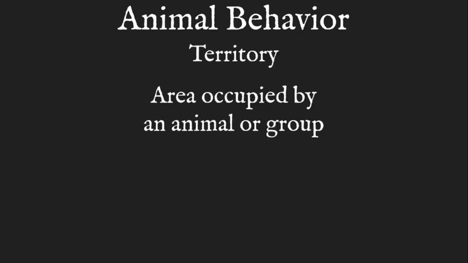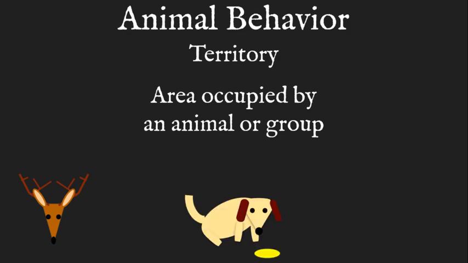Territory is the area occupied by an animal or group. Different animals mark their territory in different ways. Male deer will rub their antlers on trees. Dogs, cats, creatures like that will use urine or scents to mark their places. And monkeys can even throw feces.